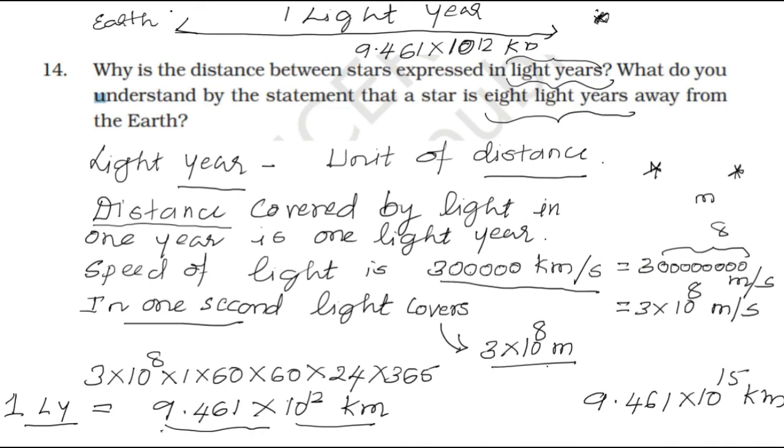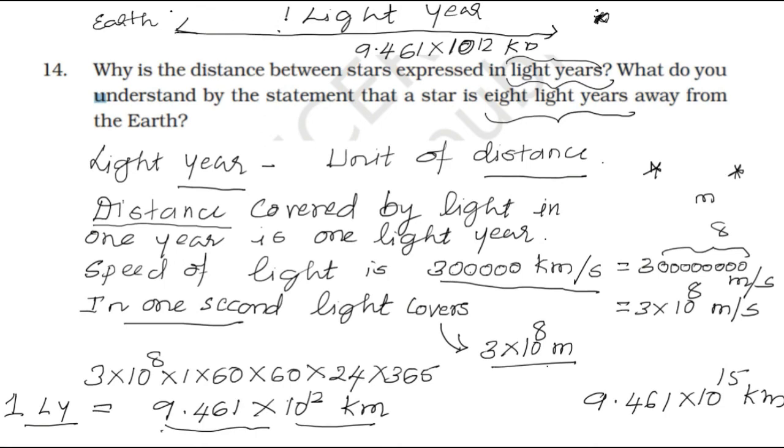I hope you have understood this. If a light moves in its speed, and what is its speed? 3 lakh kilometer per second. If it starts moving from here, so how much time it will take to reach the Earth? 1 year. Because the distance between them is 1 light year. And if the distance between them is 1 light year, light takes 1 year to reach.